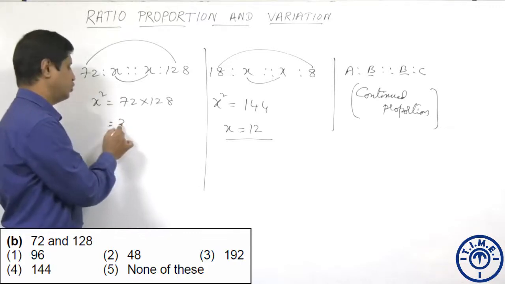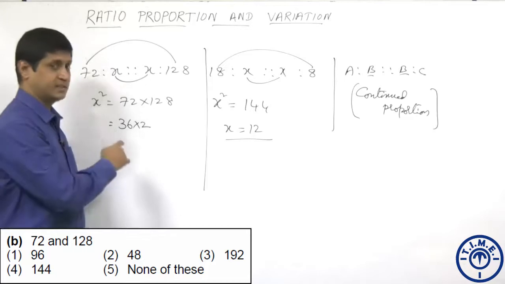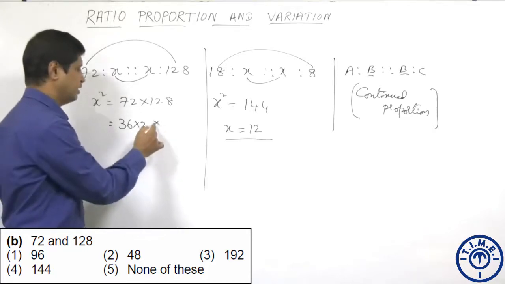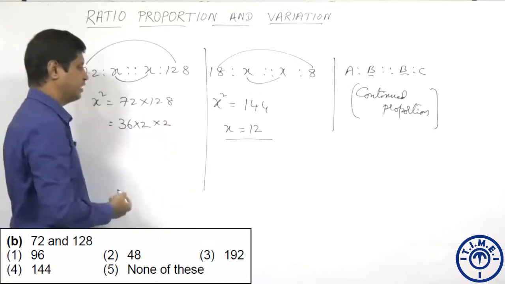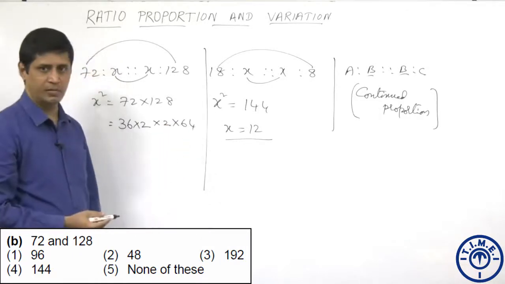Means 72 we can express as 36 into 2. 36 is a perfect square. Similarly, we can express 128 as 2 into 64. Now 64 is a perfect square.